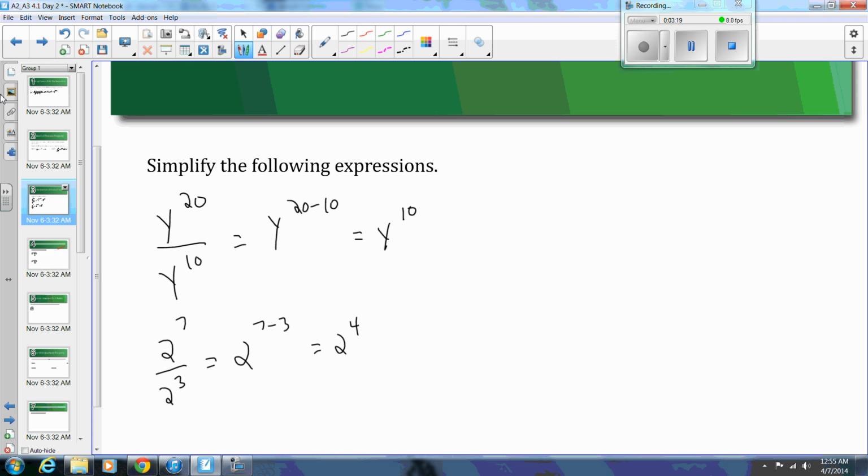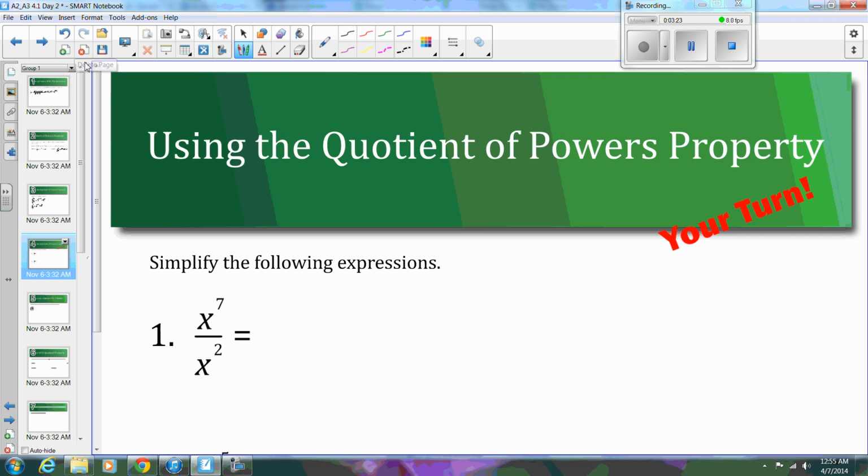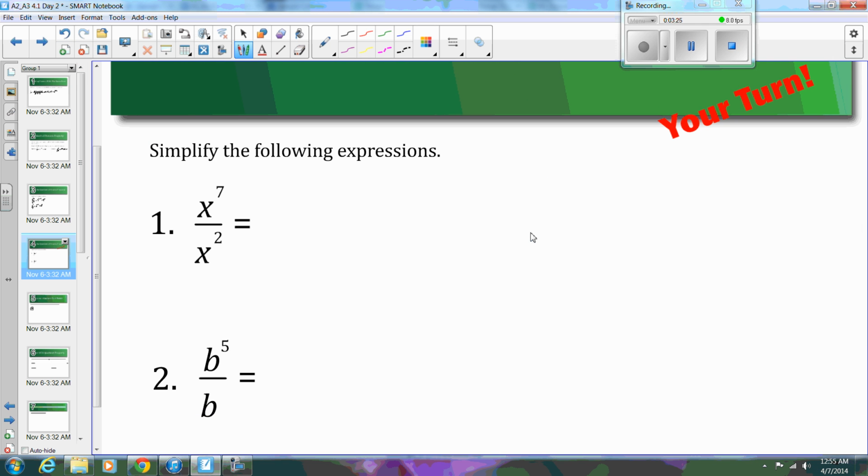All right. Let's take a look. Okay, so first of all, I want, of course, you guys to do your turn problems. Note this. When I say b to the 5th divided by b, what is b in terms of an exponent? Well, that's just b to the 1st. So use that. I gave you a small hint there, but use that in your calculation.